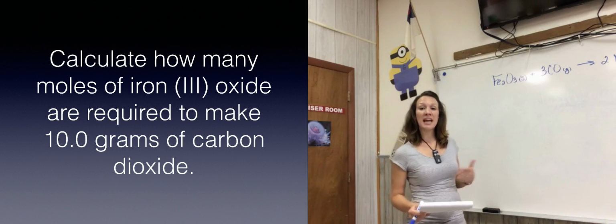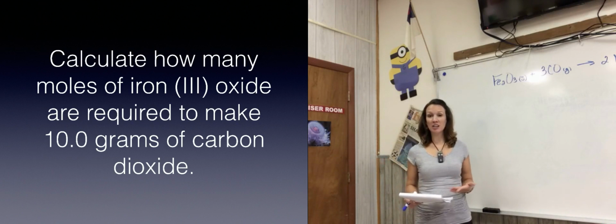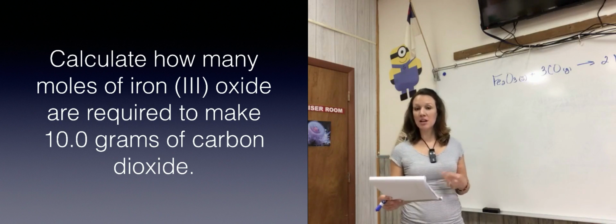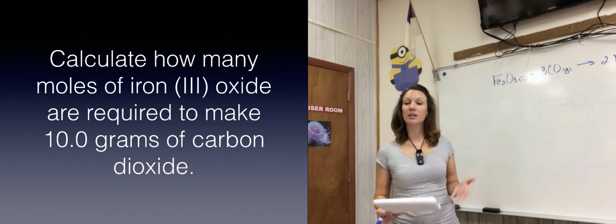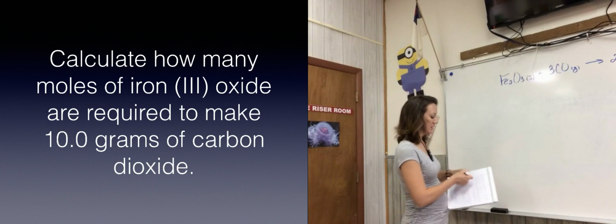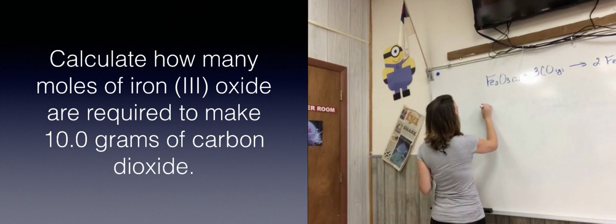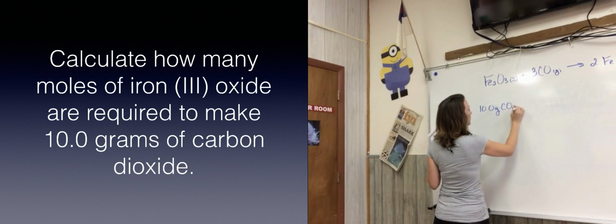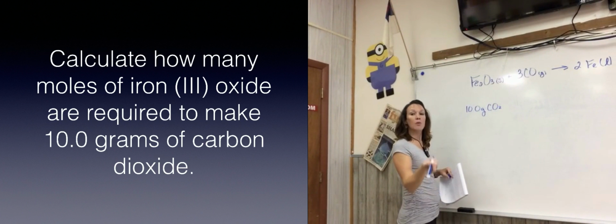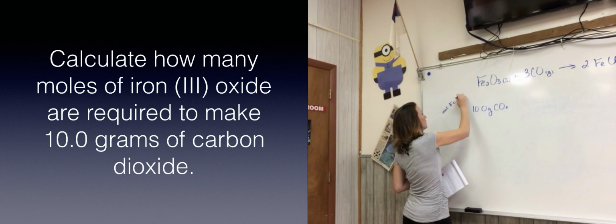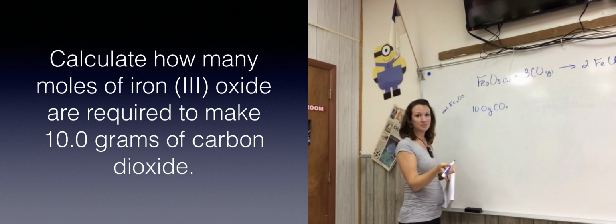So the question asks you to calculate how many moles of iron 3 oxide are required to make 10.0 grams of carbon dioxide. Let's pull out the important information that you need to actually do this conversion. So your starting point is going to be the 10.0 grams of carbon dioxide. And what you're trying to solve for is moles of iron 3 oxide.